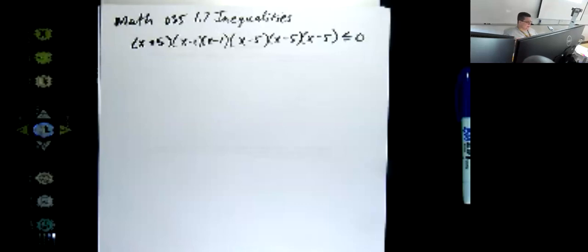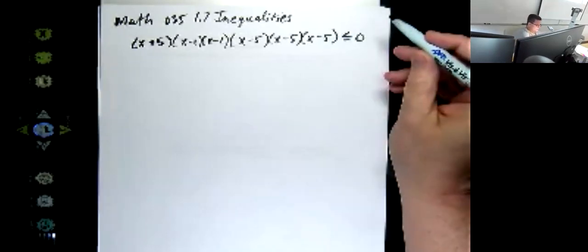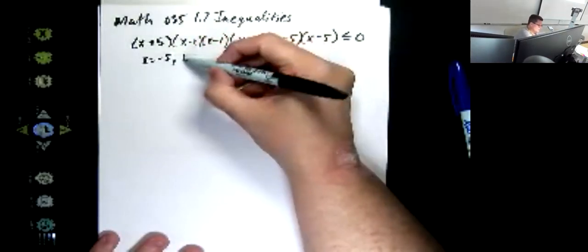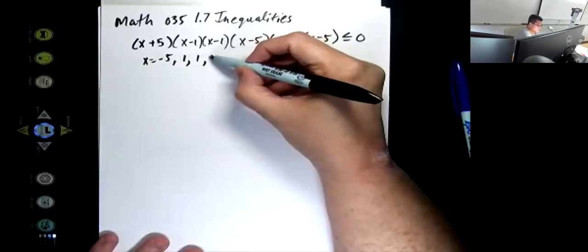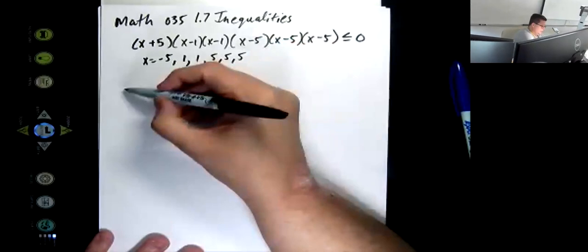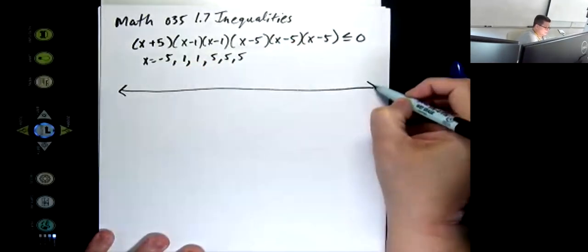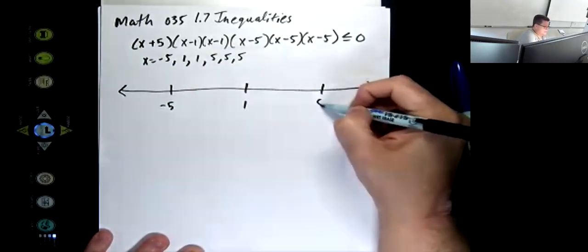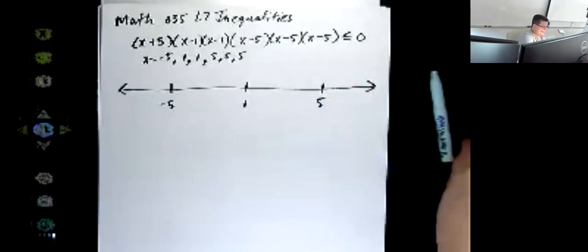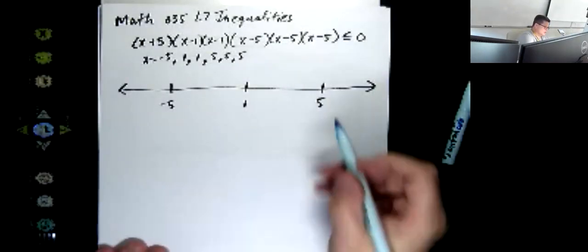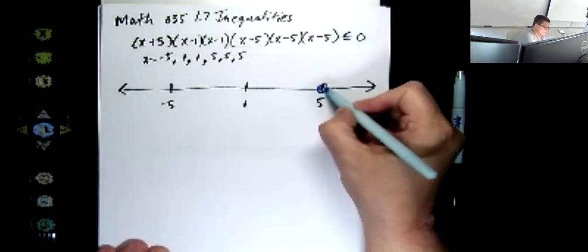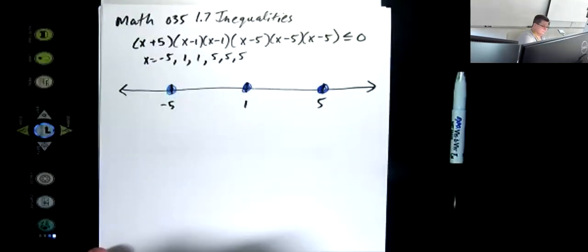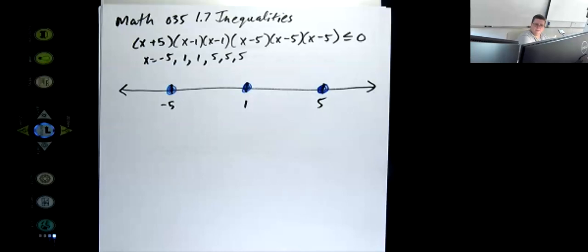There's a lot going on here, but if we set each of these equal to 0, we're going to see we get x equals -5. 1 shows up as an answer twice, and 5 shows up as an answer 3 times. But we can't really do it more than once, so I'll just put down spots for -5, 1, and 5. We had a less than or equal sign, so we are going to have solid points on each of these. The equal portion says we're going to have solid points. And now we're going to break it up into regions.